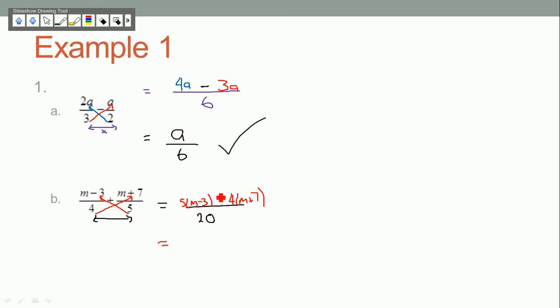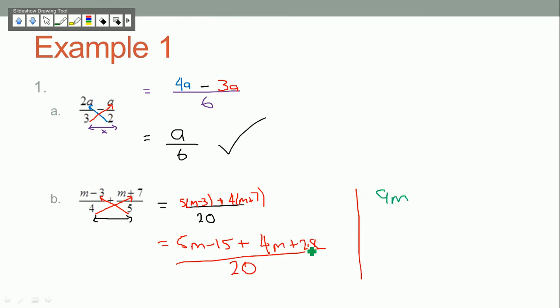Alright, when we multiply those brackets out, we are going to get 5m minus 15 and 4m plus 28. Now if you remember back to a couple of exercises, we now need to expand our brackets. Not expand our brackets, sorry, combine our like terms. So 5m plus 4m is 9m, and minus 15 plus 28 is plus 13, and that's still over 20. And that's our final answer.